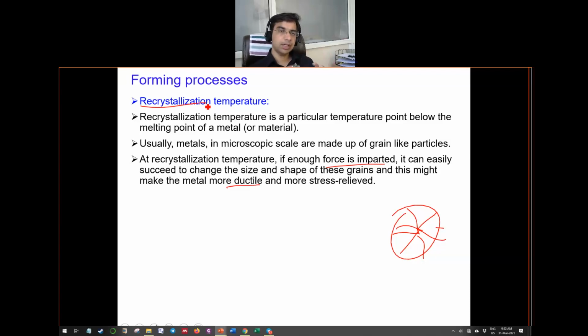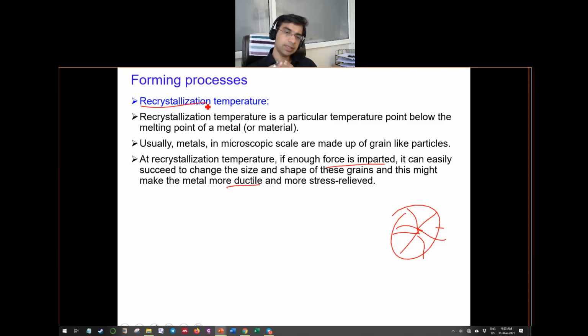The first crystallization happens when you pour the molten metal in a mold and it gets solidified. At that time, some grains are formed, and their size and shape is defined. Now to change that shape and size, or to recrystallize the material, the recrystallization temperature comes into the picture. You just heat the material to the recrystallization temperature, which is well below the melting point, and at the same time apply an external force. The externally applied force is just sufficient to break these grains into smaller grains, or in other words, to recrystallize the material.